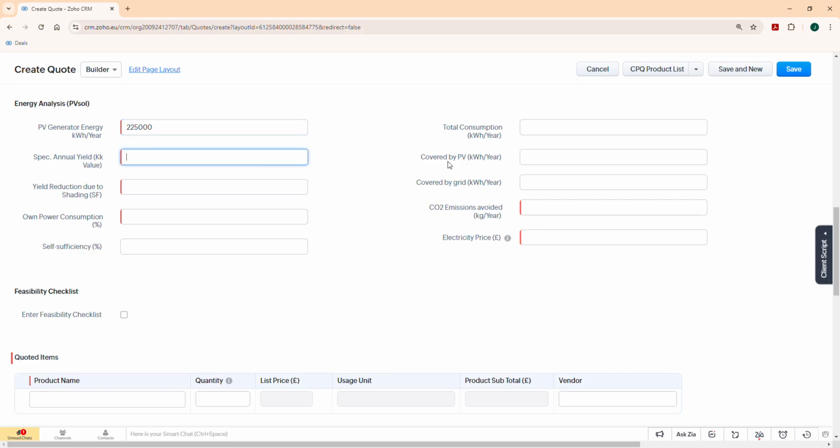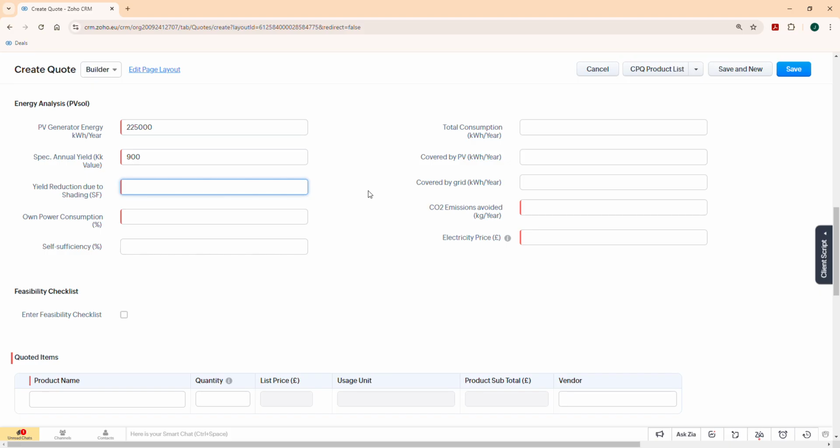Then you've got the specific annual yield, so the number of kilowatt hours per kilowatt, effectively. And on this one, you remember I chose 900, so I'm going to stick 900 in there. I need to put a yield reduction due to shading. Again, I don't believe this is a percentage field.